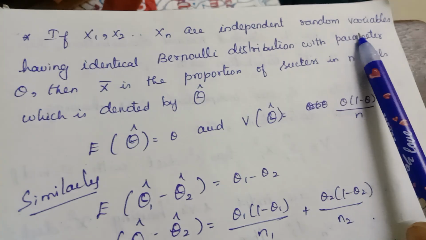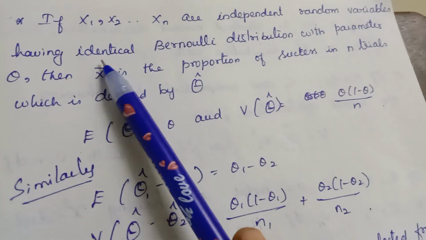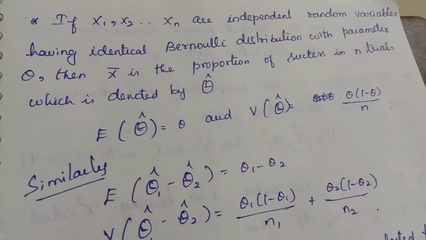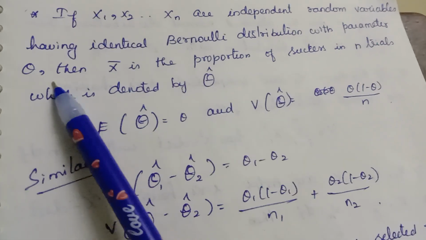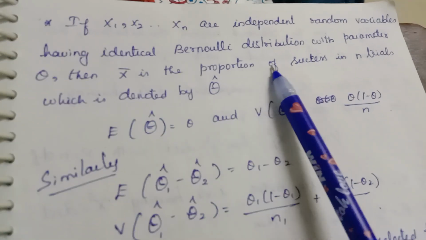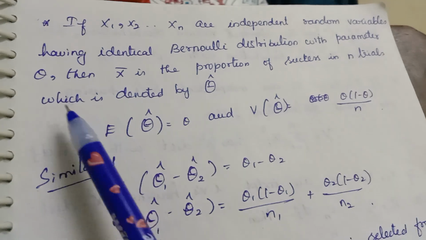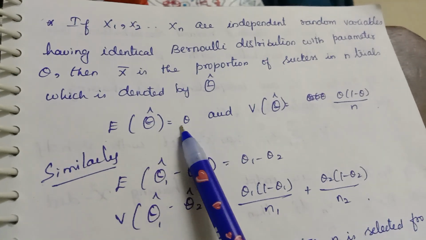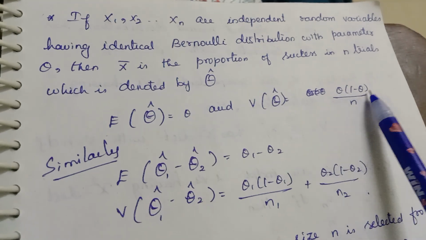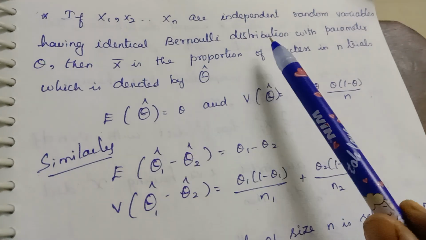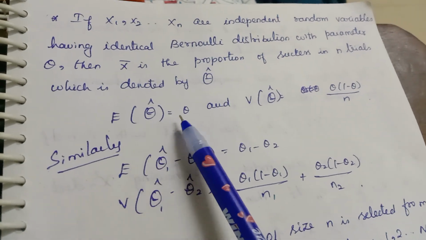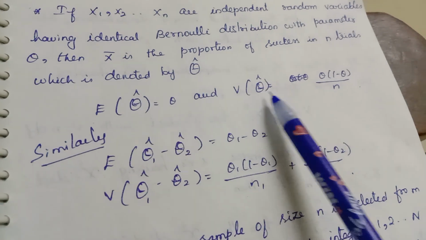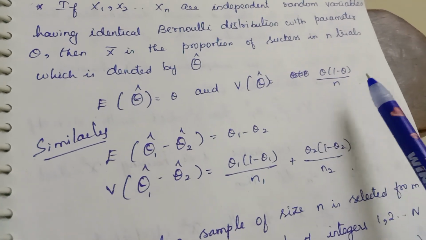Okay, next one, if x1, x2, etc., xn are independent random variables having identical Bernoulli distribution, so here we are taking a sample from a Bernoulli distribution with parameter theta, then x bar is the proportion of success in n trials, then expectation of theta cap equals theta and variance of theta cap equals theta into (1 minus theta) by n. So in the case of Bernoulli distribution, expectation of theta cap is equal to theta, the proportion of success, and variance of theta cap equals theta into (1 minus theta) by n.